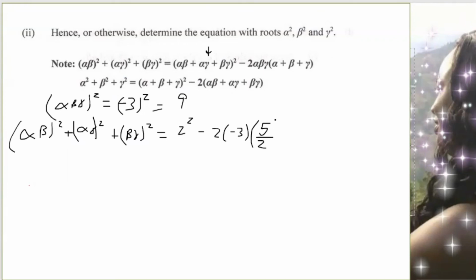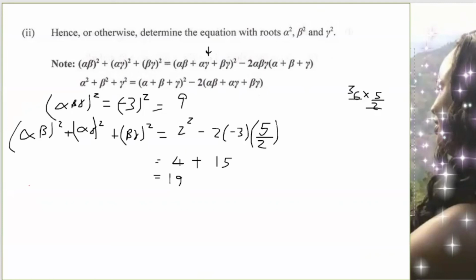Just to calculate this, I have 2 squared, that's 4. And here, there will be a positive sign because minus times minus will be positive. Now 2 times 3 will be 6. Then I multiply by 5 over 2. But the 2 in the denominator, we can cancel it. So 2 into 6 goes 3 times. So 3 times 5 gives me 15. So 4 plus 15, that's 19.